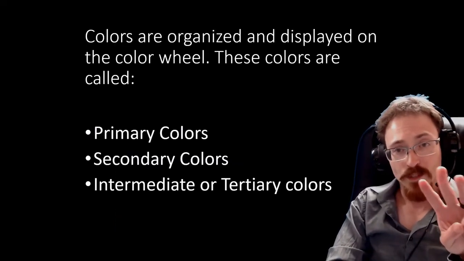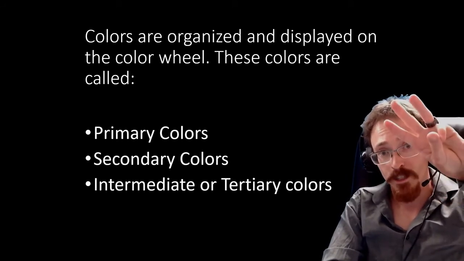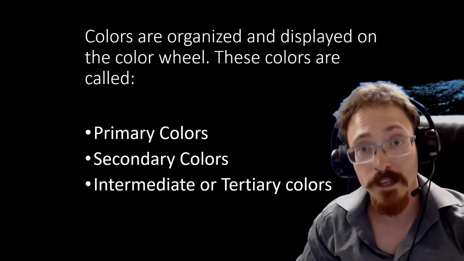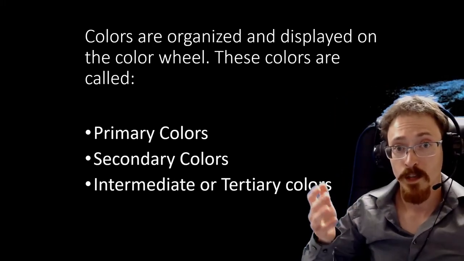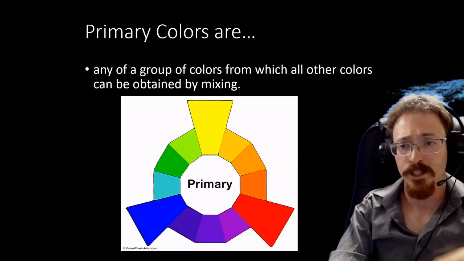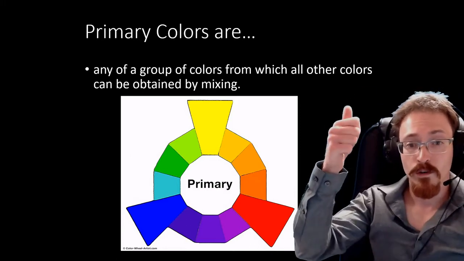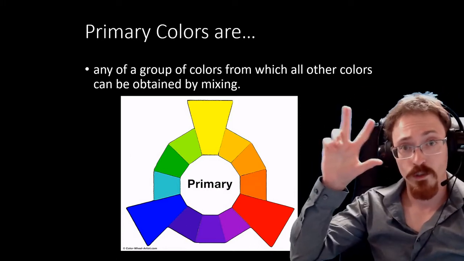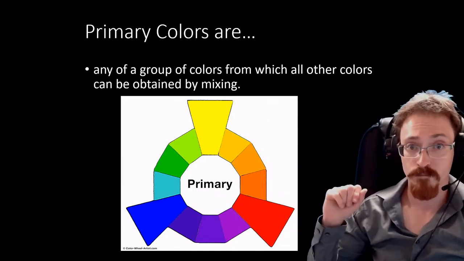There are three different types of color: primary color, secondary color, and tertiary or intermediate color. And if you are in my Art 3 class, I really hope that you remember what all these colors are. If you're in my Art 2 class, I can kind of see how you might forget tertiary or intermediate. But let's go ahead and look. Primary colors are yellow, red, and blue. Using those three colors, you can make all of the other colors on this color wheel.